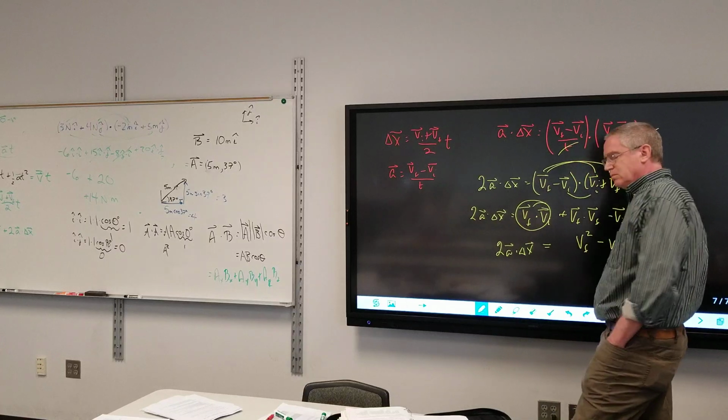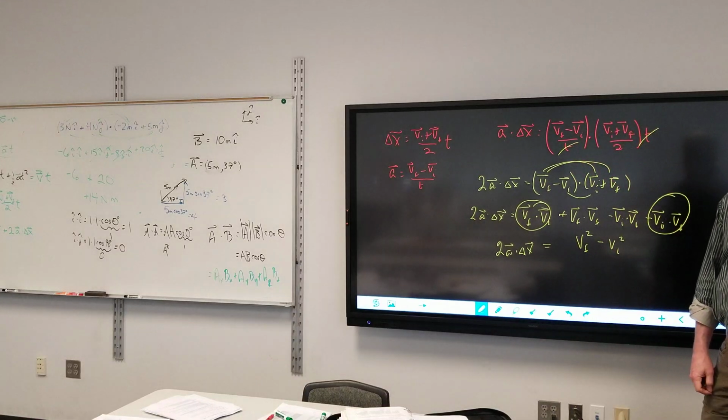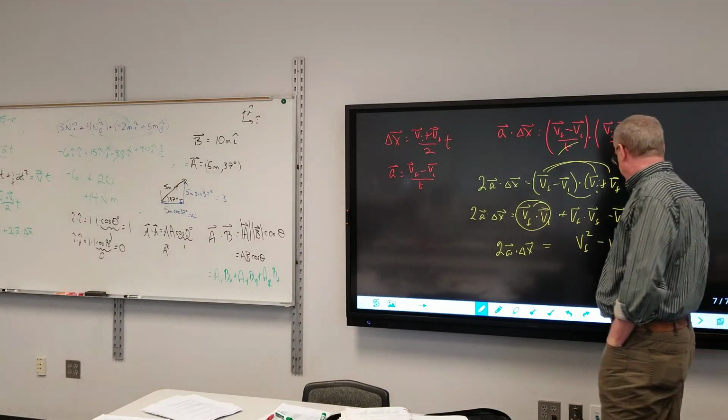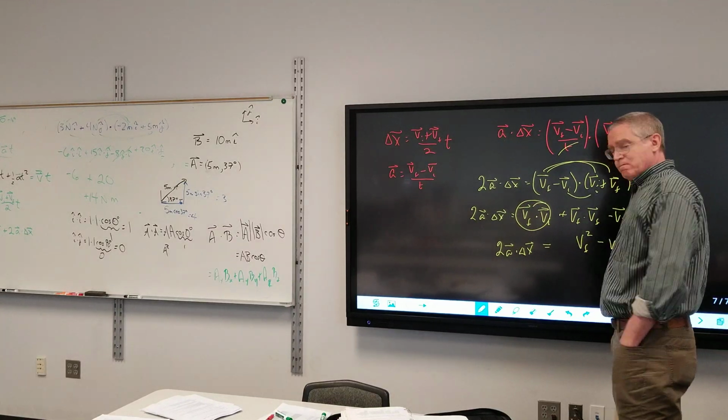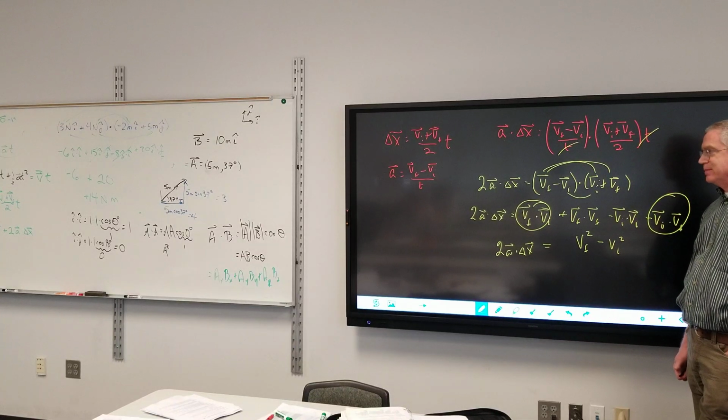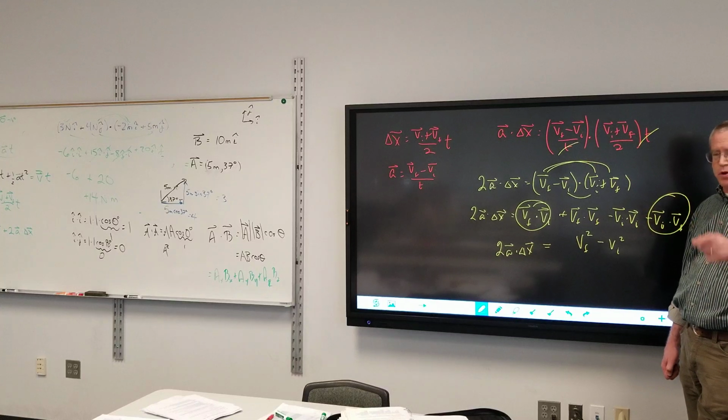What does 2a times delta x represent again? It is the dot product between the acceleration and the displacement, times 2. As a whole, it represents the difference in the speed squared. Yeah, I mean, there's no single word.